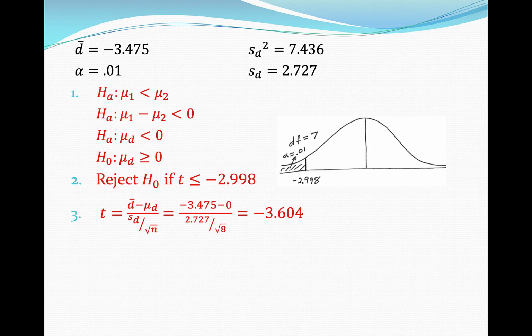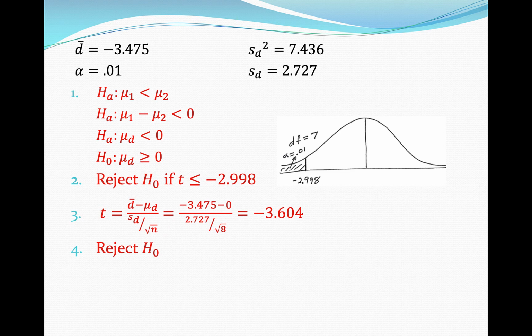So you just got to compare that test statistic and see if it's in our critical region. And of course it is. Negative 3.604 is inside of that shaded region. It is less than or equal to negative 2.998. Negative 3.604 is in the shaded region in our picture. So that means we reject H0.